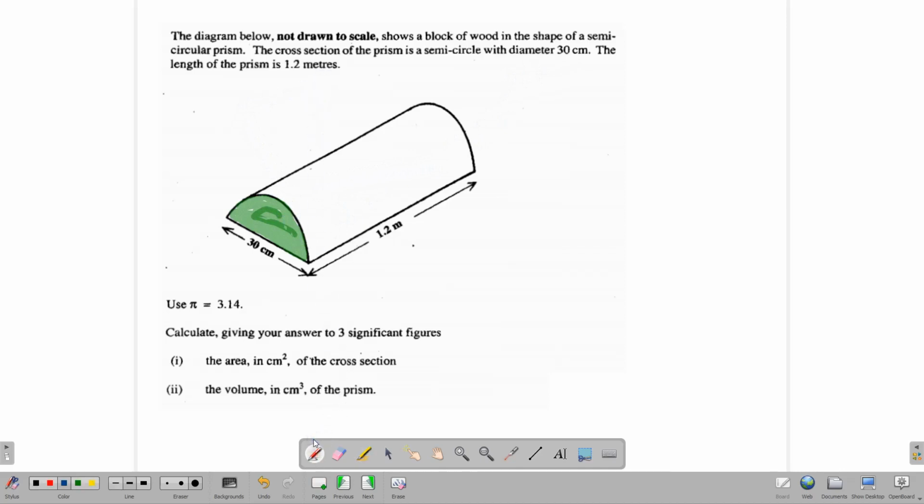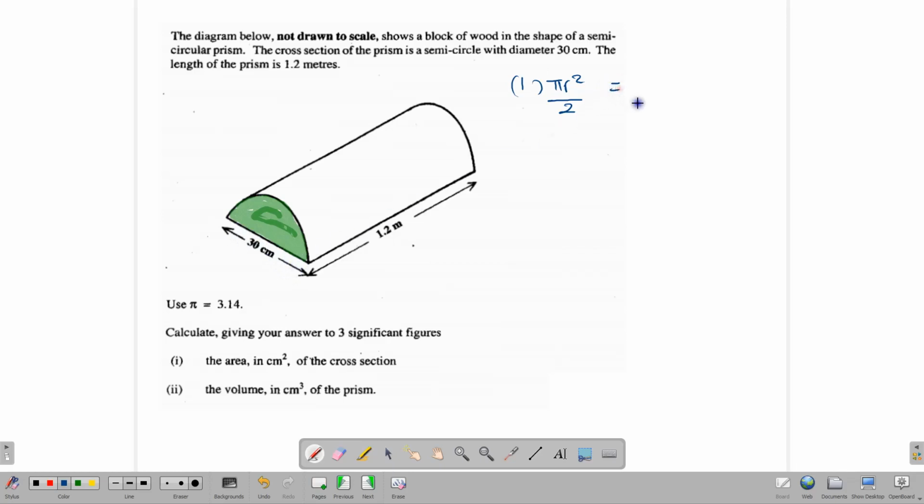So we are supposed to calculate first the cross-sectional area. And since it's a circle, then we're going to be using pi r square. So pi r square gives us the area of the circle. But in this case, notice that we're using a semicircle, so we need to divide whatever we get by 2. Notice that this is a diameter, our radius is half the diameter.